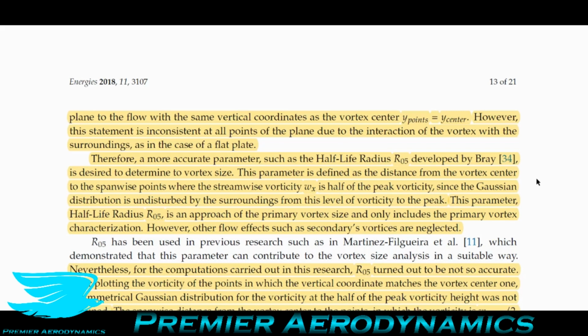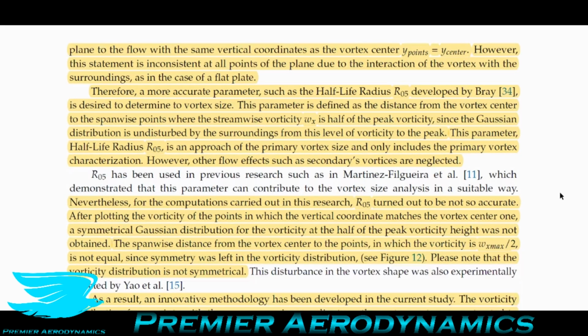Even though the vortex does break down exponentially, you still do have a bunch with distance. This parameter, the half-life radius, is an approach to the primary vortex size and only includes the primary vortex characterization. One cool thing that happens is when you put a vortex next to a wall, you often get a secondary vortex being induced out of the wall, because this primary vortex is now pulling fluid away, and that creates a vortex. I don't know if I've seen a fourth vortex, but I've definitely seen at least 3 vortices next to a wall, 2 of them being induced.